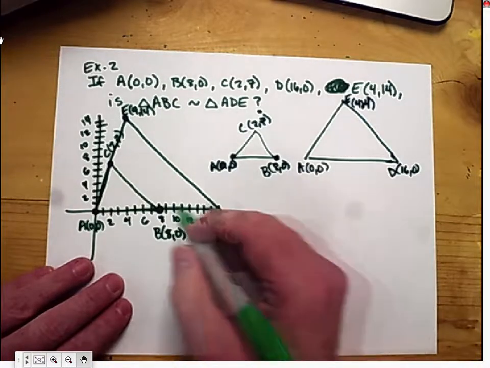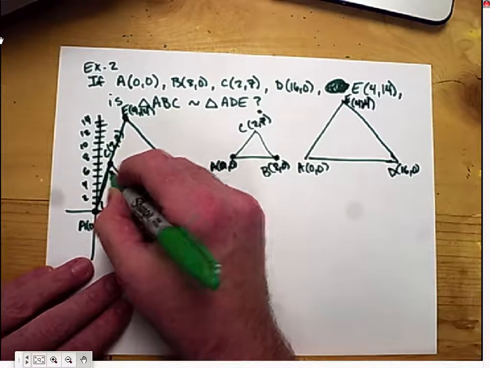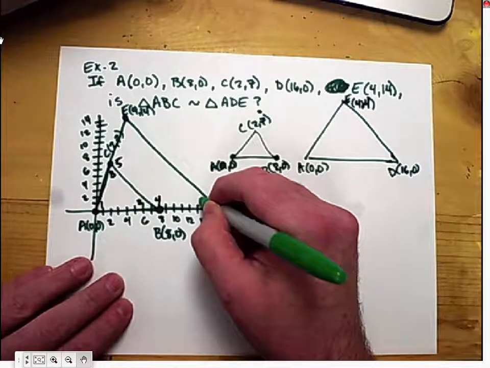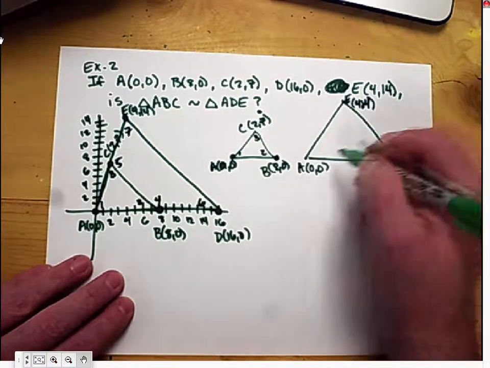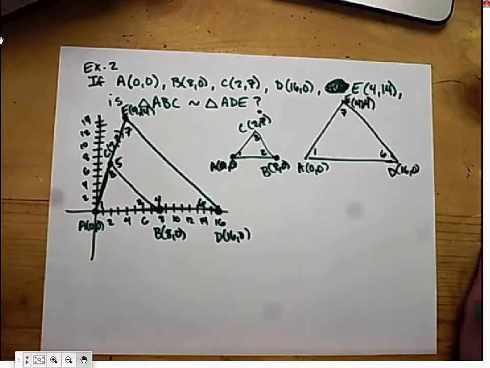I'm going to label the angles just so that we have it easy. So this would be 1, 2, 3. This would be 1, 6, and 7. Okay? What do we have to show these two triangles are similar? What two things have to be true? All sides have to be proportional. All angles have to be congruent. Okay? So first, are the sides proportional?